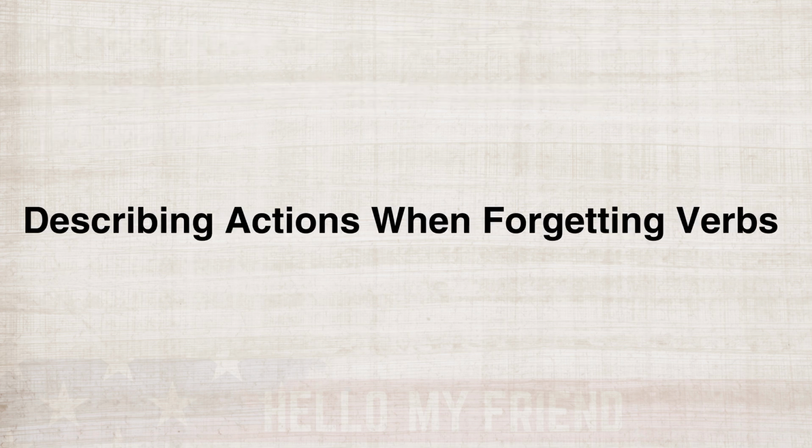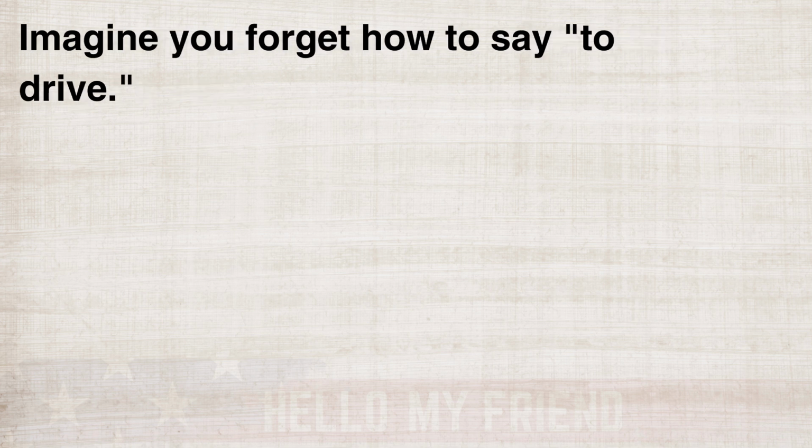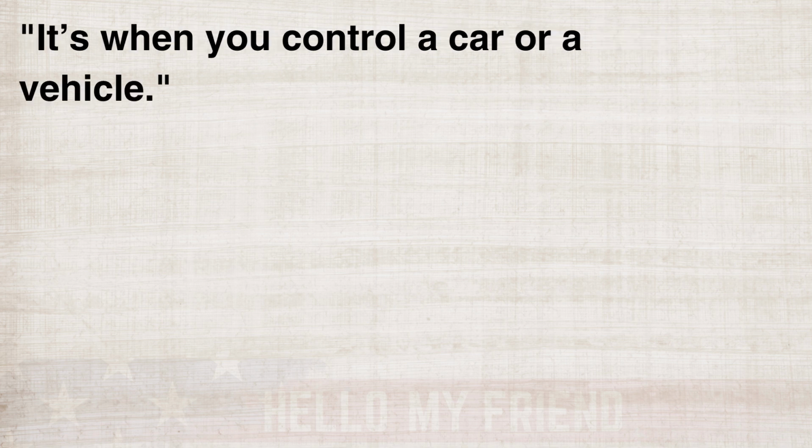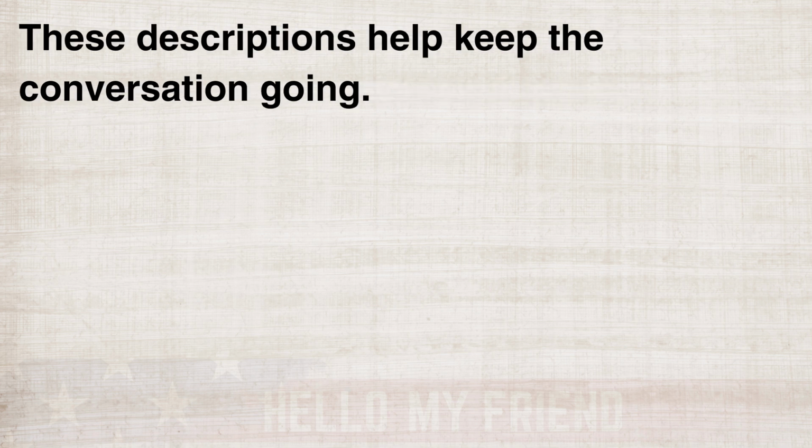Describing actions when forgetting verbs. Let's talk about what to do when you forget a verb. Imagine you forget how to say to drive. You can describe the action like this. It's when you control a car or a vehicle. Another option. It's what you do when you're in the front seat of a car, making it move. These descriptions help keep the conversation going.